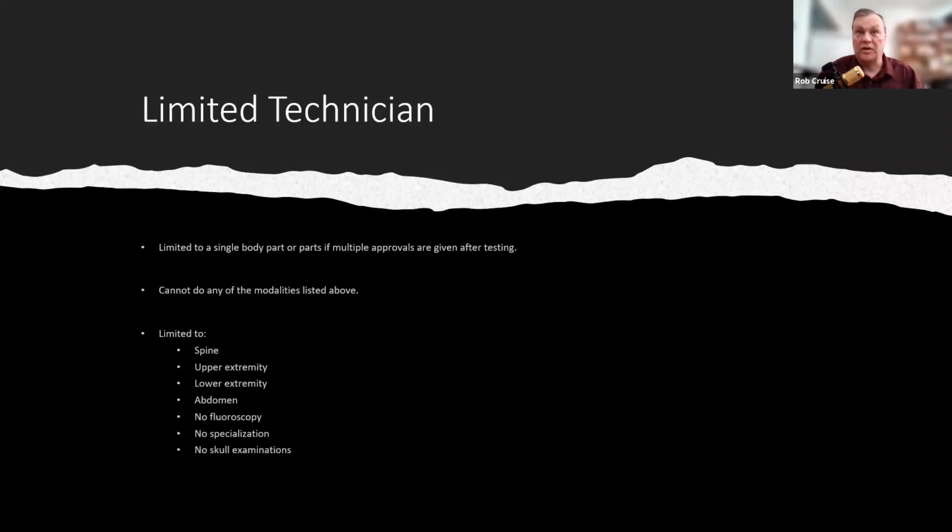I had a limited tech as one of my employees, and she was able to do the spine. She had a license for the spine, but didn't take the board for abdomen. So she could take a spine. So for example, the L spine is in the middle of the abdomen, right? So you could take a picture of the spine, but couldn't open up to take a picture of the abdomen.